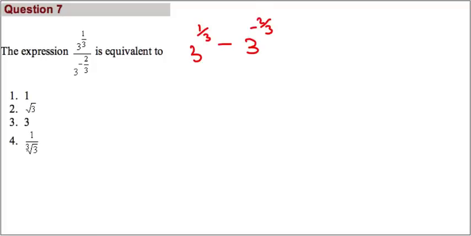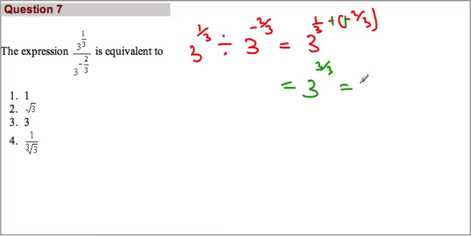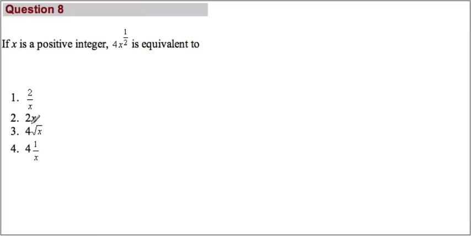Oh, I'm sorry. Divide by, right? Then we just have to do 3 to the 1/3 minus negative 2/3. Then minus negative becomes positive. So we end up getting 3 to the 3/3. But that's equal to 3 to the first, which is equal to simply 3. Number 8.